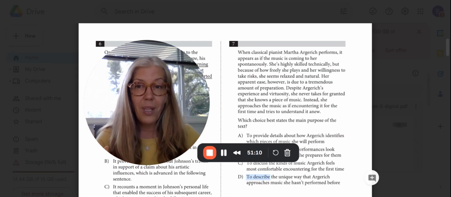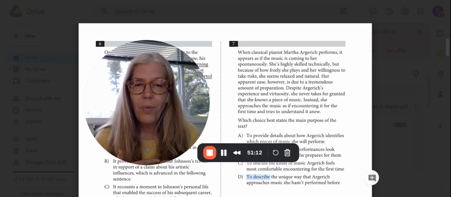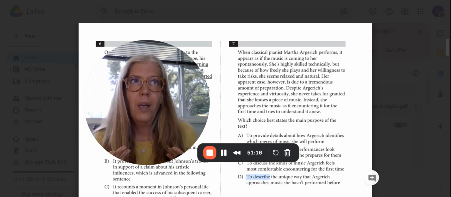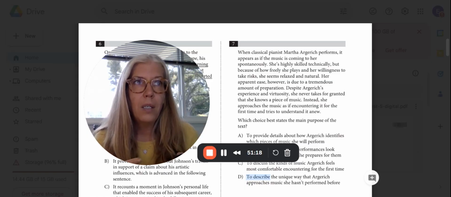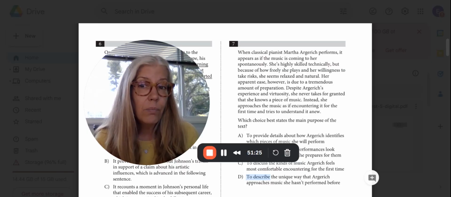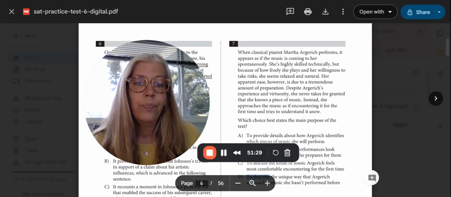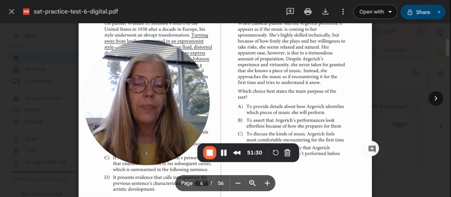So as soon as I read that, I stop, I come back. What was the author doing in there? I think the author was informing us about the way that a classical pianist prepares to play. How does that sound? Okay, now we come down to our answers.